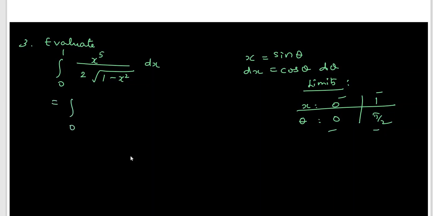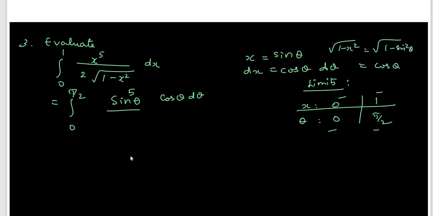So this becomes the integral 0 to pi by 2. X is taken as this, so sine theta power 5. Dx is cos theta d theta. And you have this square root of 1 minus x square, which is square root of 1 minus sine square theta. So we have the denominator to be 2 into cos theta. Cancel out this cos theta. Taking this half out, integral 0 to pi by 2 sine theta power 5 d theta.